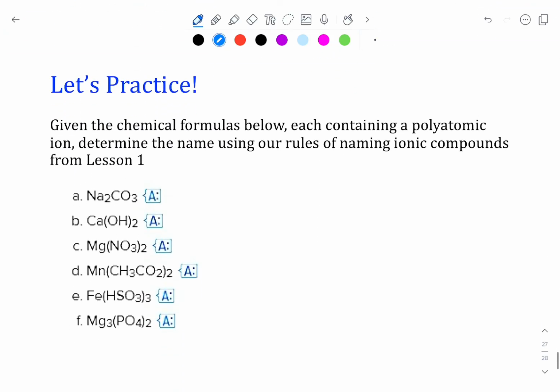So let's practice. So each of these compounds contains a polyatomic ion. Determine the name using our rules of naming ionic compounds from lesson 1. So we're ignoring all of our prefixes because these are not covalent compounds. These are ionic compounds. So we do not use prefixes.